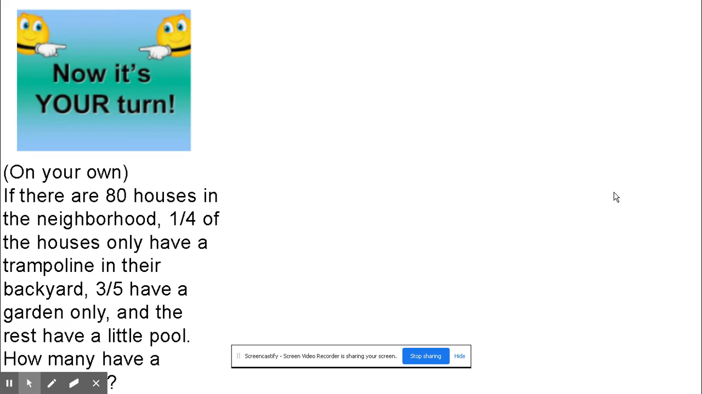If there are 80 houses in the neighborhood, 1/4 of the houses have a trampoline, 3/5 have a garden only, and the rest have a little pool. How many have a garden only? Go ahead and pause your video.